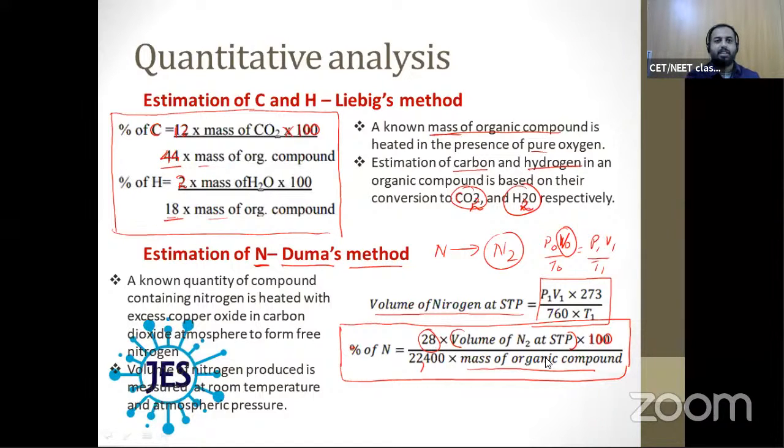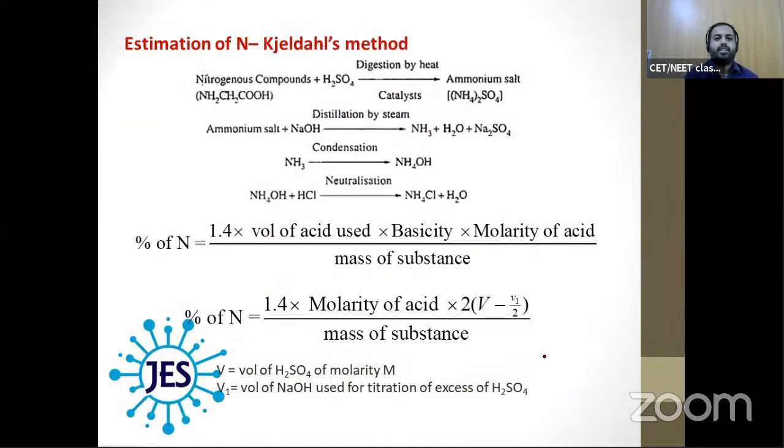That's about Dumas method to estimate nitrogen. Now, there is one more method by which you can find out nitrogen. It's a very popular method known as Kjeldahl's method. It's called Kjeldahl's method. Okay. Let me go to the next slide. Yes. Estimation of nitrogen by Kjeldahl's method.